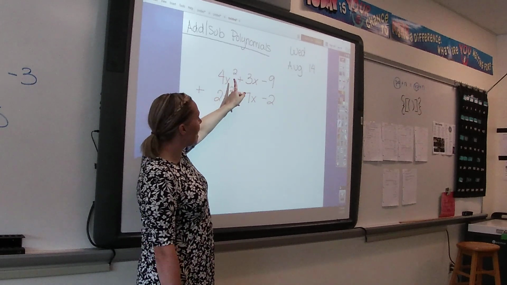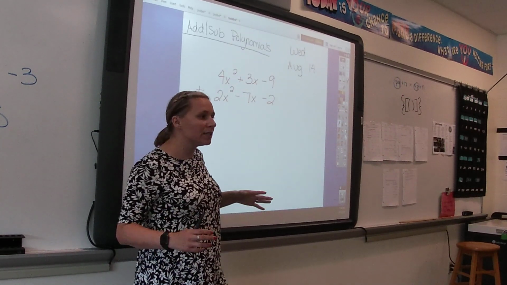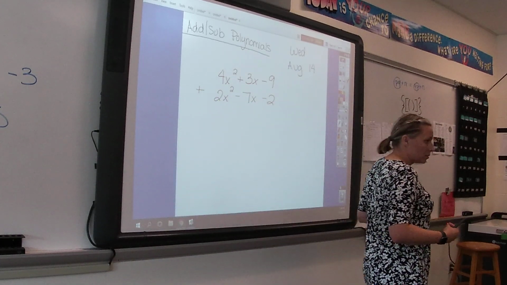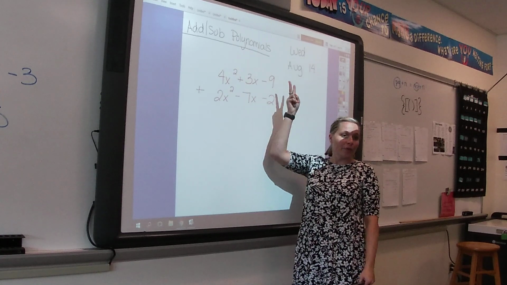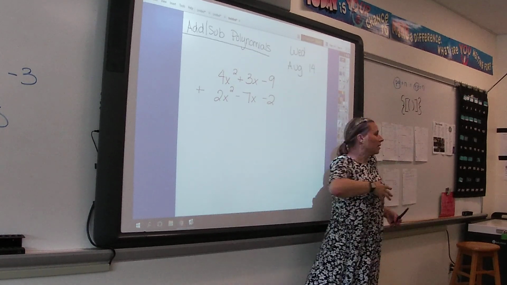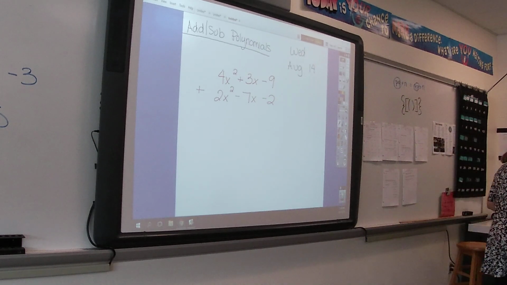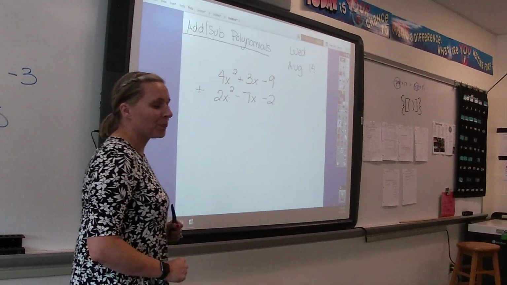Can we all agree that this top one has three pieces? Those three pieces are really called terms. So this is a term, this is a term, this is a term. I don't need you to have a complete vocabulary notebook. I just want you to understand when I say that's three terms, you're like, okay, I know what she's talking about. Whether or not you recall that word right away is not the more important piece.